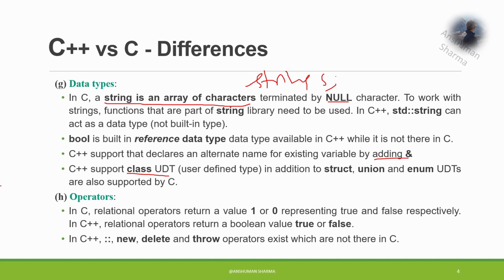In regard to operators, we can distinguish that relational operators return 1 or 0 in case of C. No doubt they represent true and false, but they return the values 1 and 0. Whereas in C++, relational operators return a boolean value, true or false. They actually return the value true or false. Now in C++, there are many new additional operators. The scope resolution operator is there, the new operator, the delete operator, and the throw operator. These operators do not exist in C.